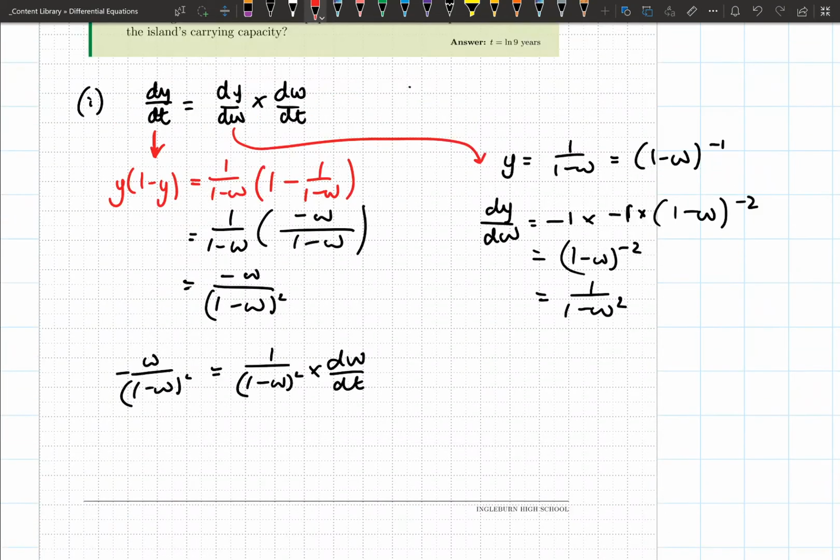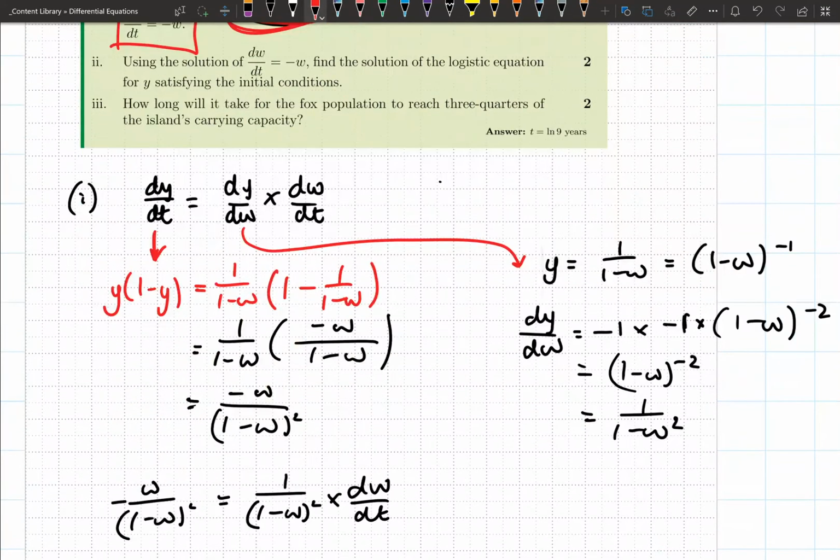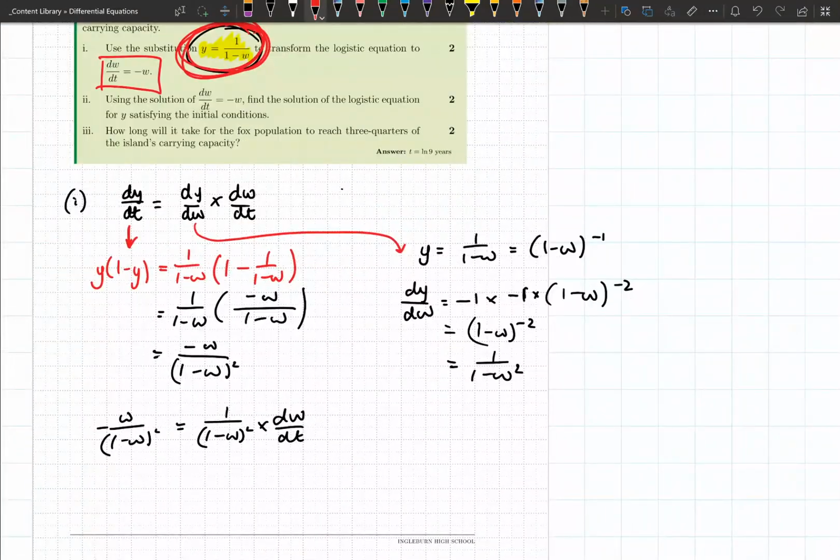Oh wait, we don't need to worry about that now. Have a look at what we want to show. We want to transform the logistic equation into this. What do we need to do? Cancel out the denominator. And so therefore, dw on dt is equal to negative w. That's it. So for this one, you actually need to use some chain rule stuff to get you there. Okay, are you cool with that?